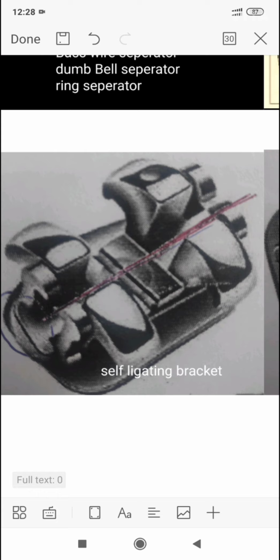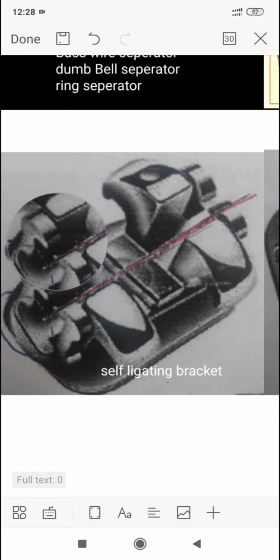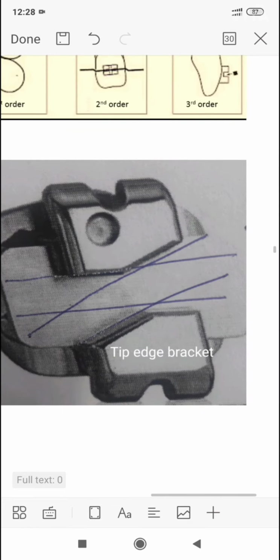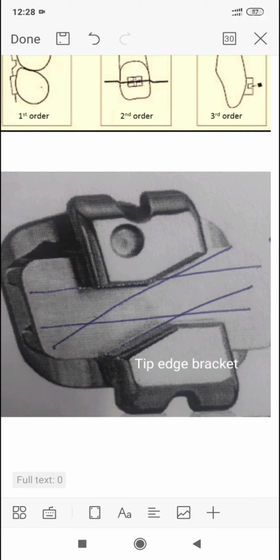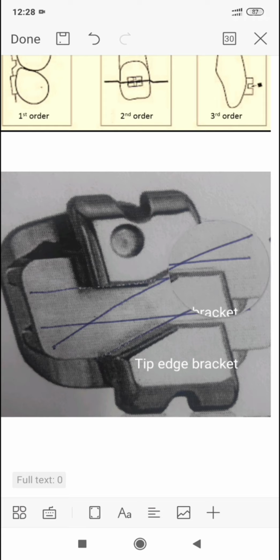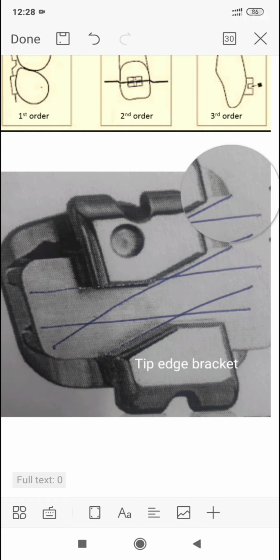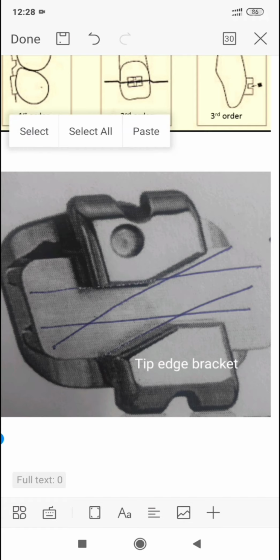This is a self-ligating bracket. This one is the tip-edge bracket. As you see, it has both horizontal and vertical slots. So it can be used for both tipping and bodily movement. It is a combination of Begg and edgewise technique.